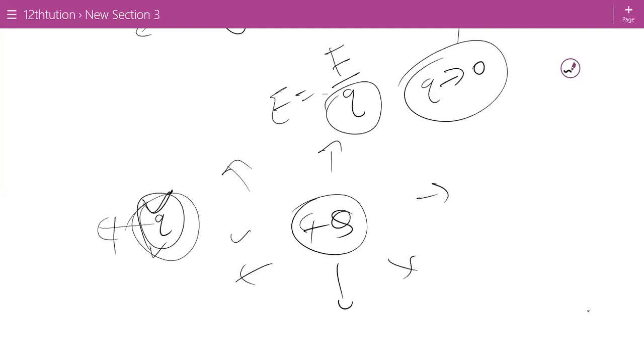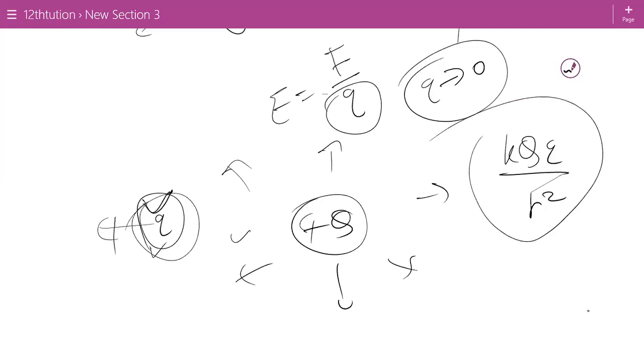Small q is also used for the force, right? Yes, you can use any charge for force. K Q small q by r square. That will be the force between these two charges. But if you want to calculate electric field due to capital Q charge, then you will divide it by small q, and this will become electric field.